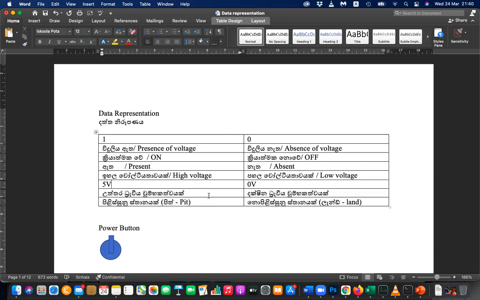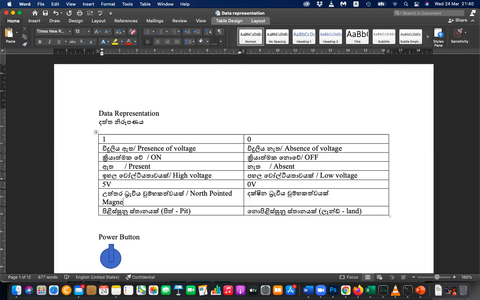Or representation can be used to show north pointed magnetism, and on the other hand, south pointed magnetism. Anyway, two states. This is called two-state logic.